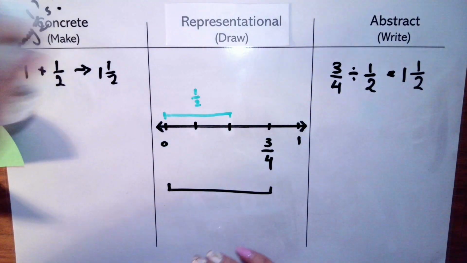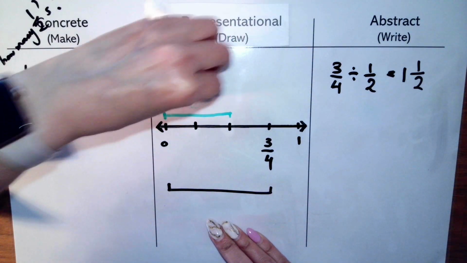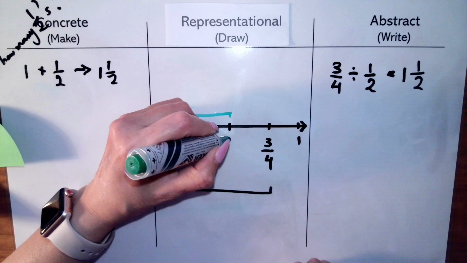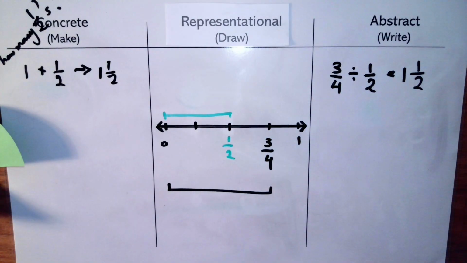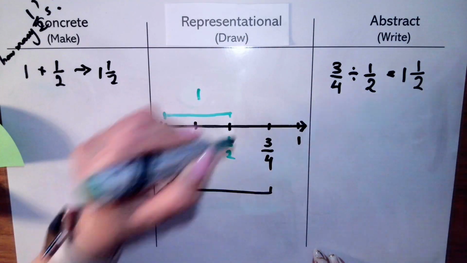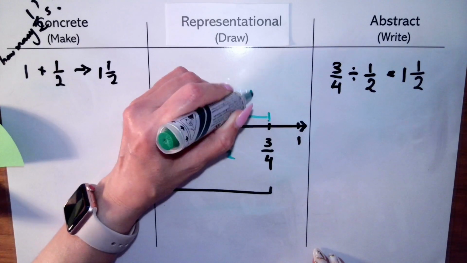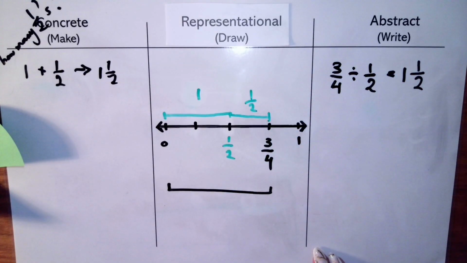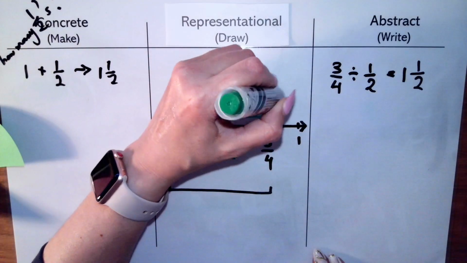Now I'm going to rub that out, because my half actually goes here. So this is my 1/2. So this is now my new unit. So how many of this length fit into the length of 3/4? That is 1, and then another 1/2 of that length will fit into 3/4. So you can see why the answer is 1 1/2.